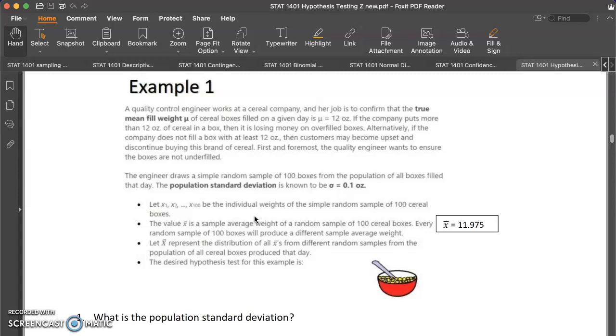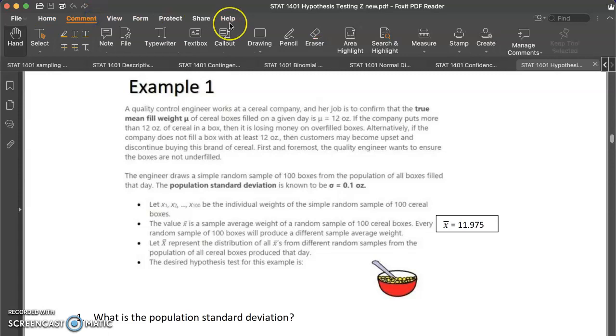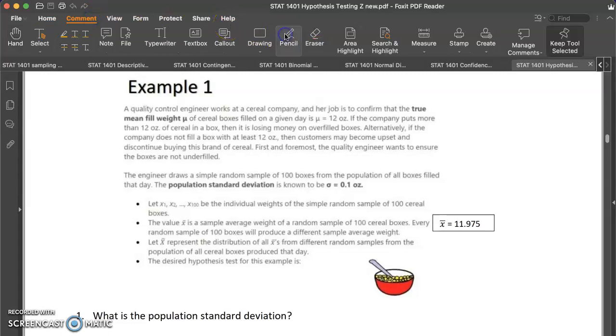A quality control engineer works at a cereal company, and her job is to confirm that the true mean fill weight of the population of the cereal boxes filled on a given day is 12 ounces. So the cereal box is supposed to have 12 ounces in it, and that's given. And remember, that symbol is mu, and that is the population mean, the mean of the population. Okay, so mark that in your problem as you go.